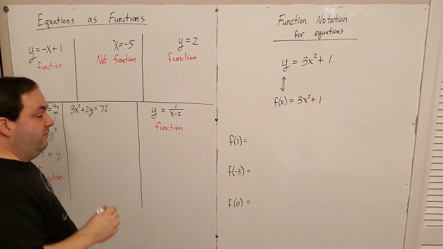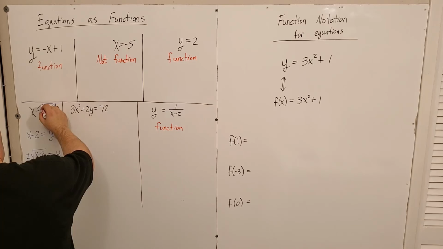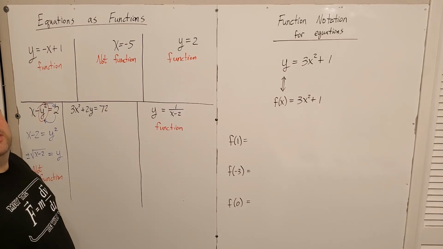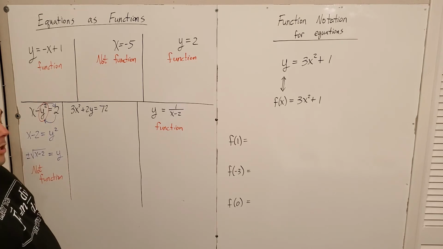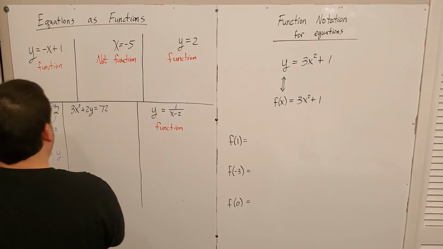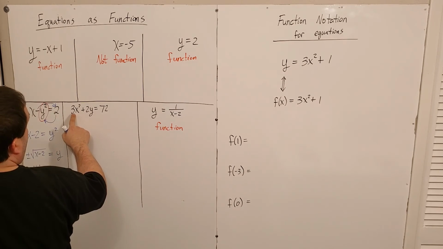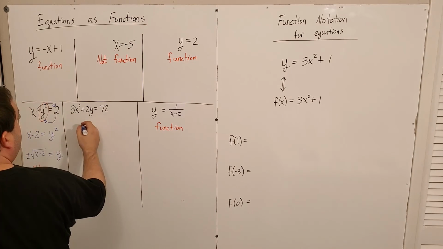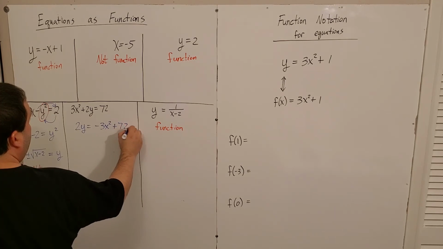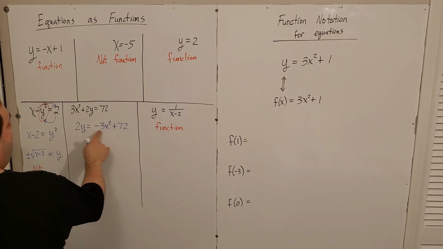Here's a little call sign for you. If you see a y with a squared on it, the same problem is going to happen every time. Okay? Probably not going to be a function. Let's solve this guy. Right here, if I subtract the 3x squared, then I divide by 2 everywhere.